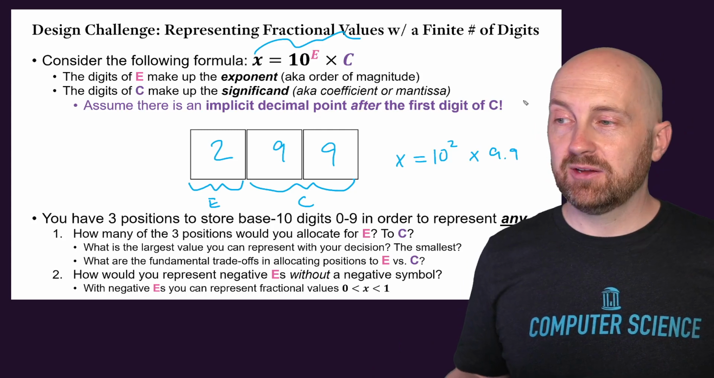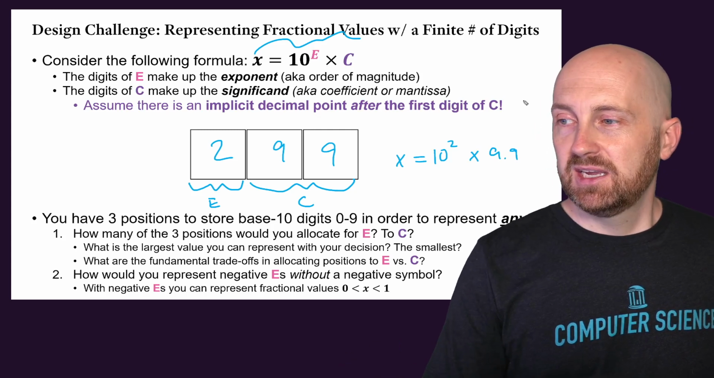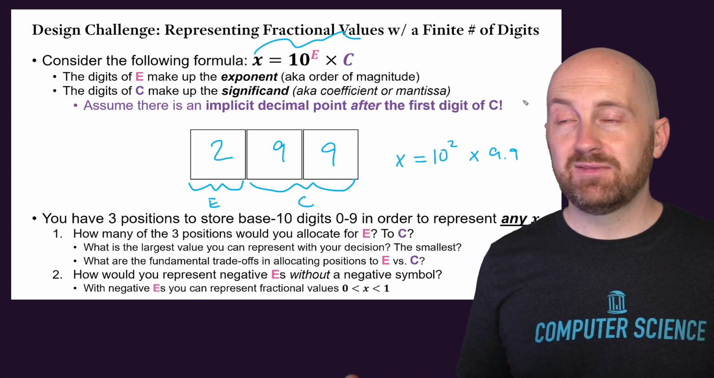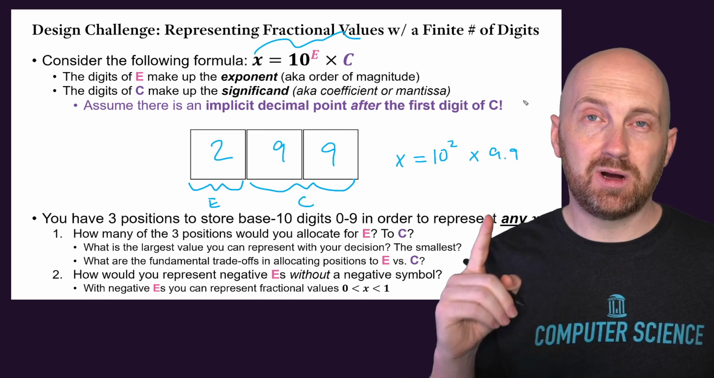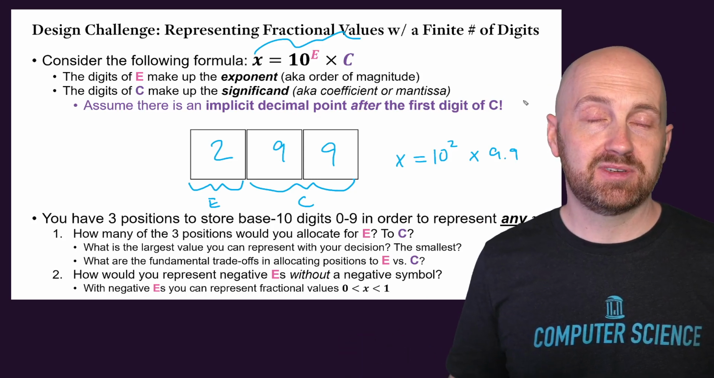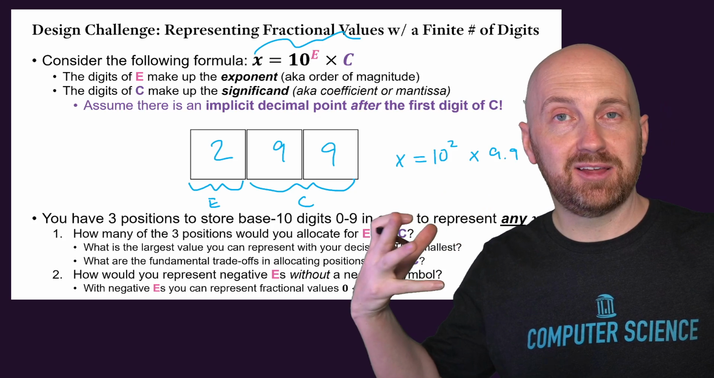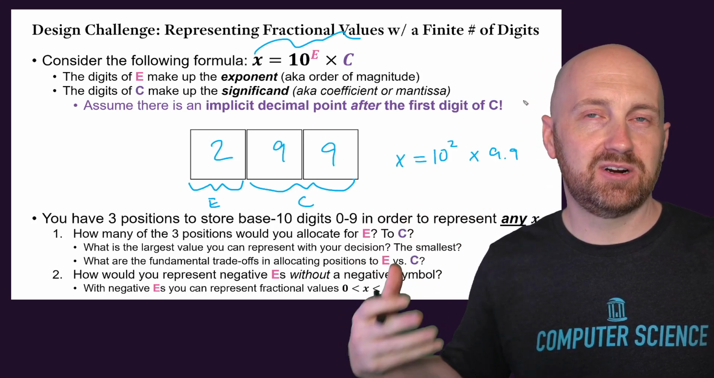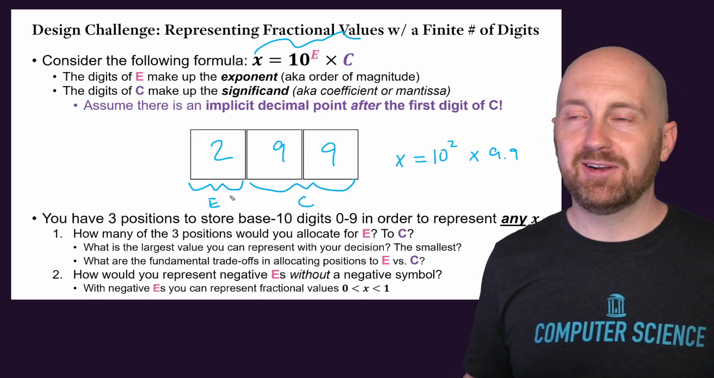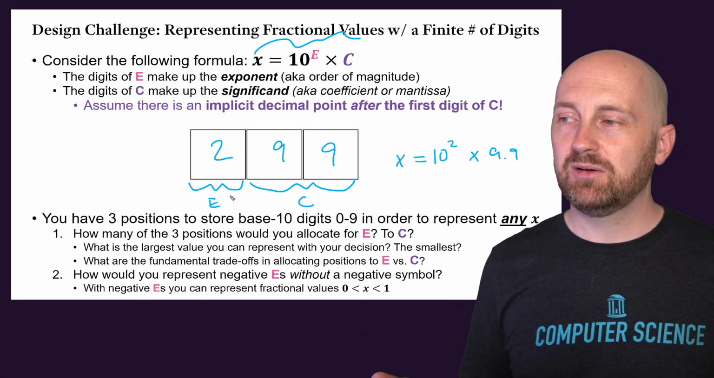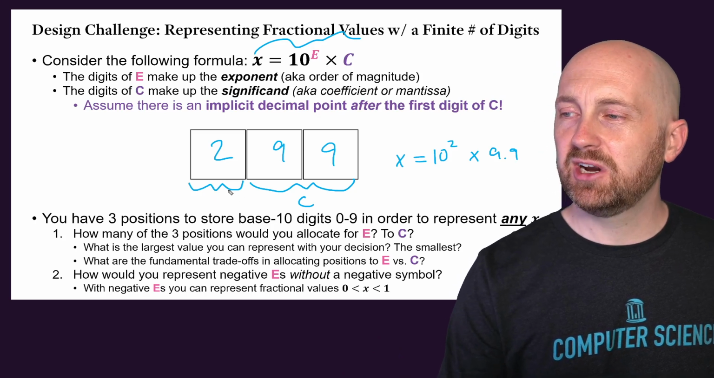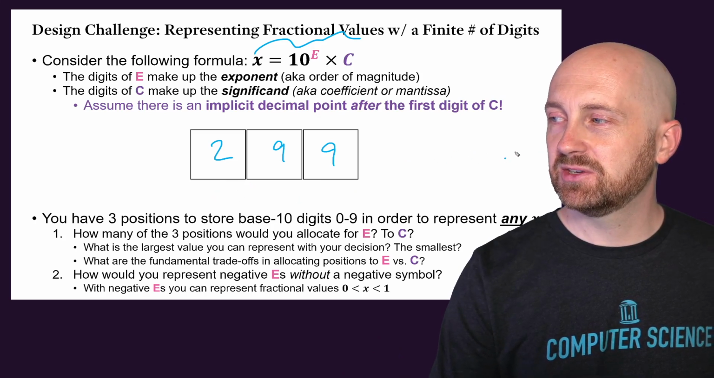But how you choose to allocate E and C is entirely up to you. If you gave 0 digits to E, you should assume that E is 0. If you gave 0 digits to C, you can assume that C is 1, because if you assumed it was 0, you would have 0 for every possible representation. But I think you're going to find a happy medium somewhere in the vicinity of giving 1 or 2 digits to either E or C. I want you to think about what the trade-offs of making those allocations are.